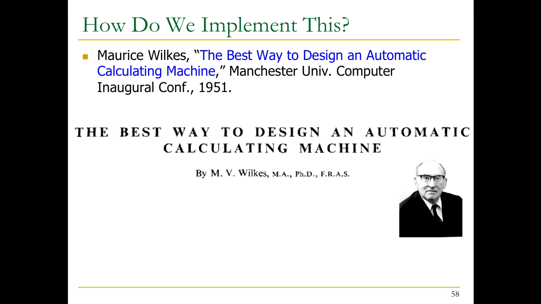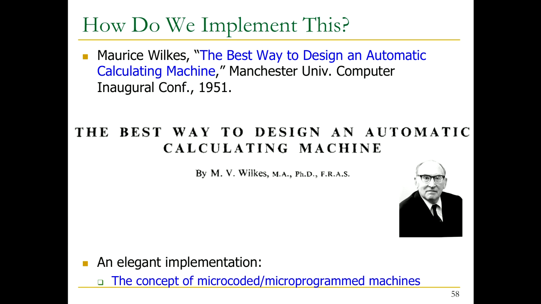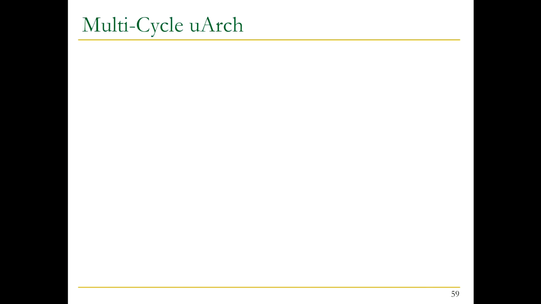We're going to cover this tomorrow, but I want to introduce you to Maurice Wilkes. He's basically the father of microcoding and microarchitecture in general, actually, I would say. Microarchitecture existed before him, but he really put into it more formalism and a lot of creativity. So one elegant implementation of a multi-cycle architecture is the concept of microcoded, microprogram machines. But I'm not going to cover this because we don't have enough time. We're going to postpone it to tomorrow.